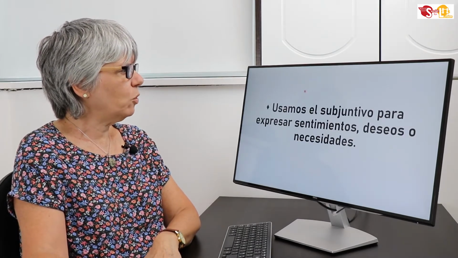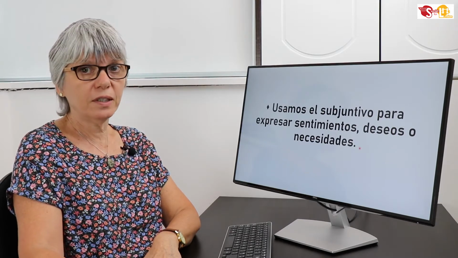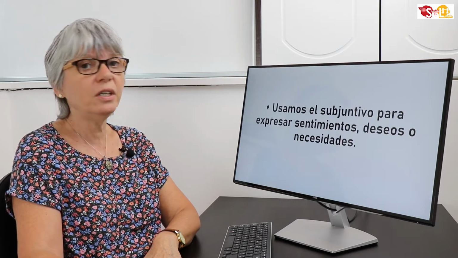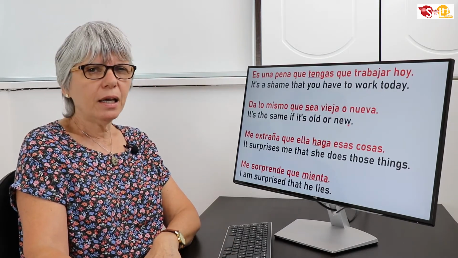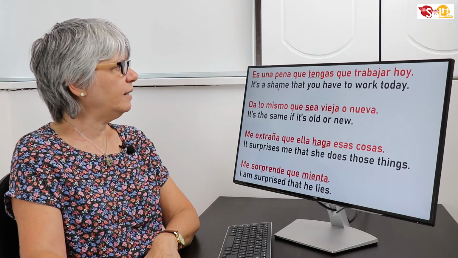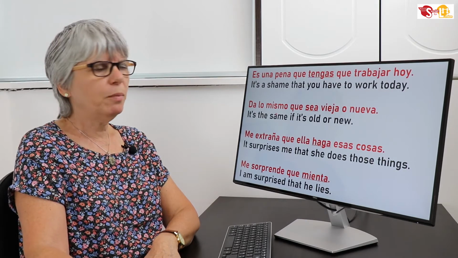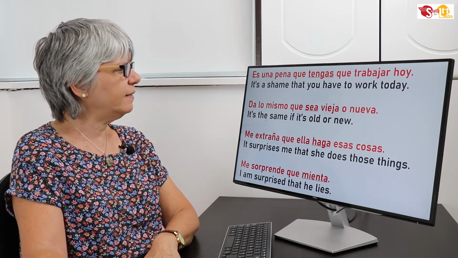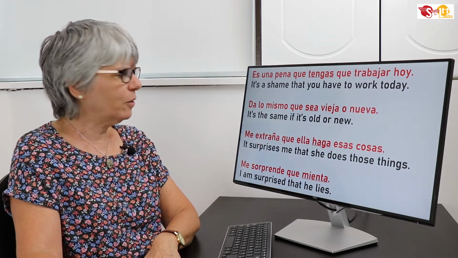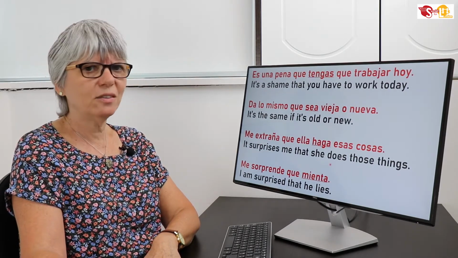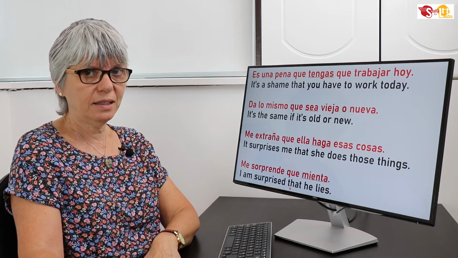Now, as I told you, usamos el subjuntivo para expresar sentimientos, deseos o necesidades. So, feelings, desires or needs, okay? Let's see. Es una pena que tengas que trabajar hoy, meaning it's a shame that you have to work today. Or, da lo mismo que sea vieja o nueva. It's the same if it's old or new. Me extraña que ella haga esas cosas. It surprises me that she does those things. O me sorprende que mienta. I'm surprised that he lies.